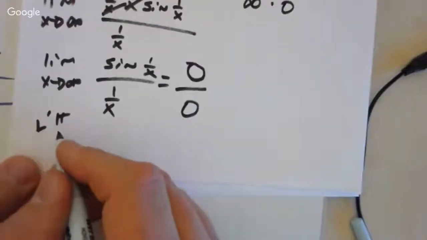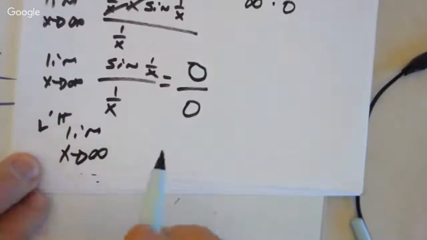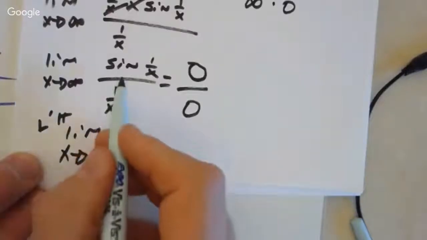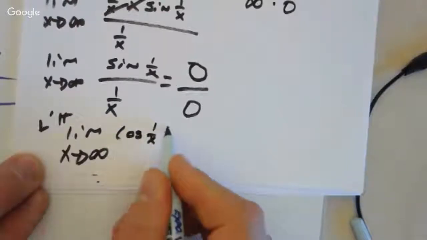Okay, so I use L'Hopital. So the limit of the top. Okay, what's the derivative of that? Well, the derivative of sine is what? Cosine of 1 over x multiplied by that.